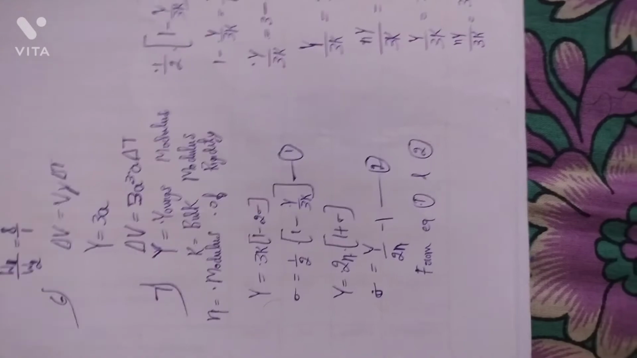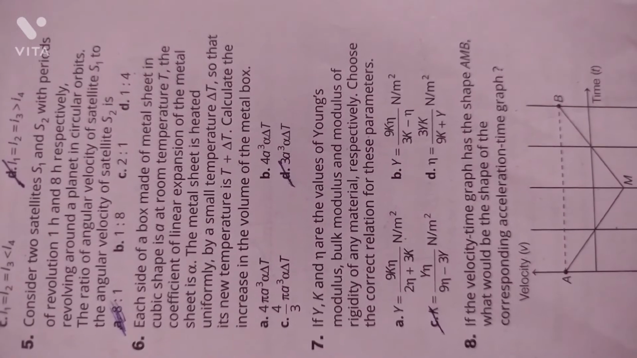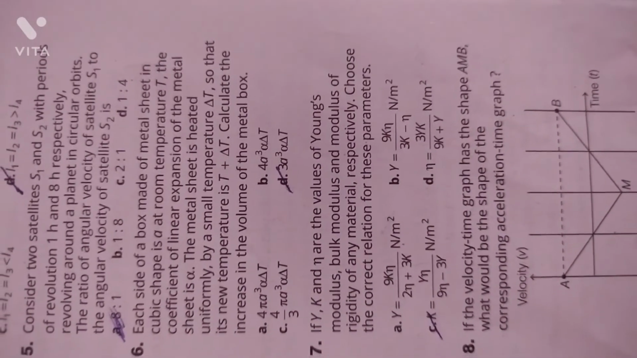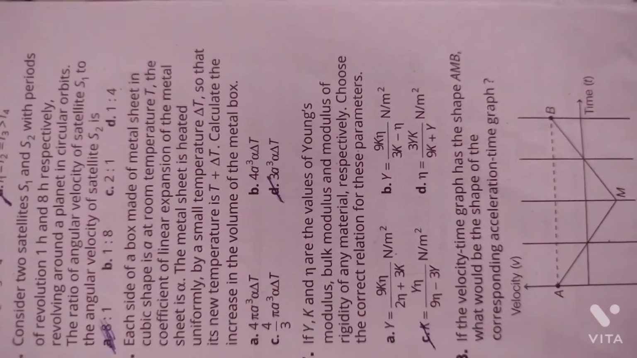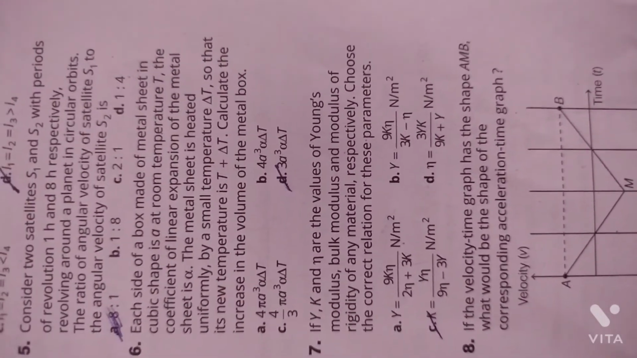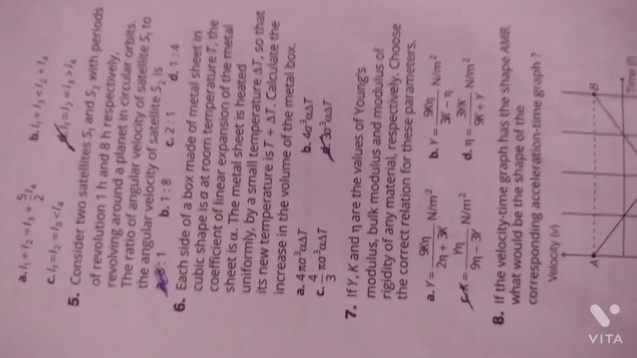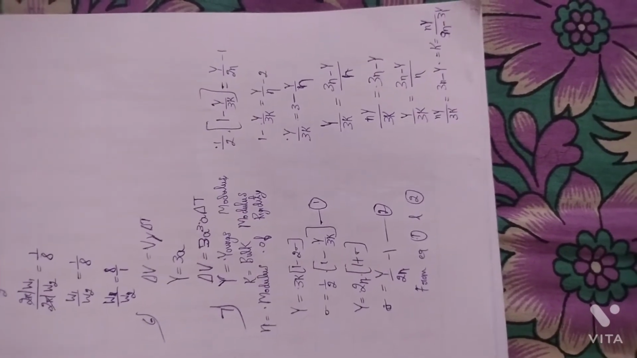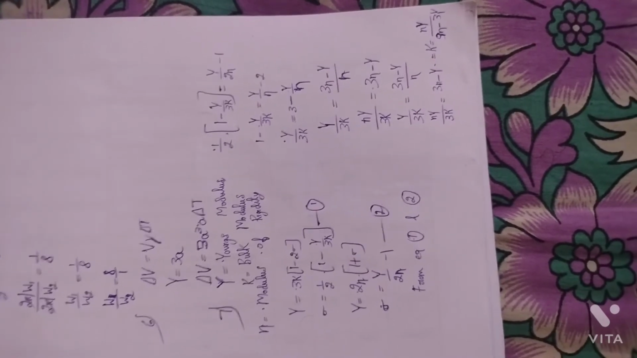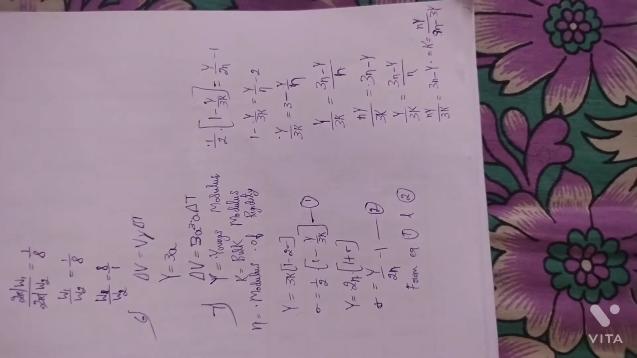So let us come to our options. The correct option for this question is K is equal to nY, the same, so there is no change. If you put Y into n also, no problem, divided by 9n minus 3Y. So option C is the correct answer for our question number 7. So here is how I solved question number 7. It is a big answer, so practice it.